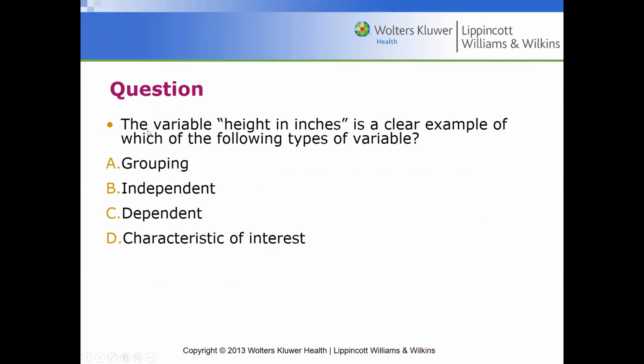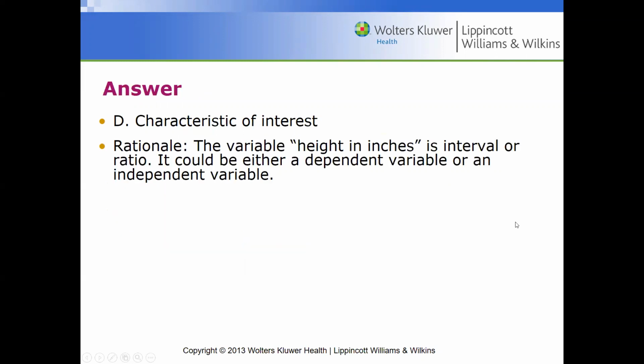So a question to think about: the variable height in inches is a clear example of which of the following types of variable: a grouping variable, an independent variable, a dependent variable, or characteristic of interest? So D, characteristic of interest. So height in inches is interval or ratio, and it could be a dependent or an independent variable depending on the research question. It's most likely, if we think about maybe a dependent variable, depending on what you're looking at, but it also could be an independent variable.